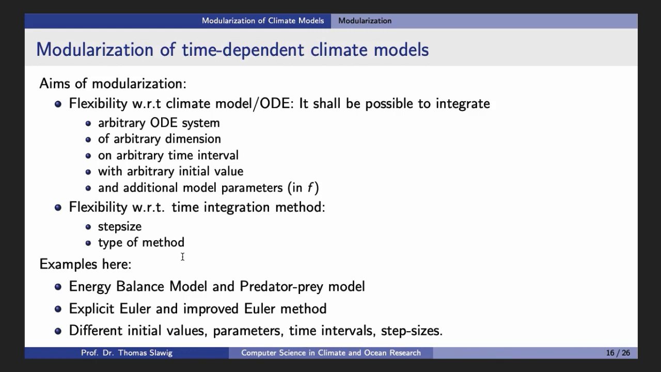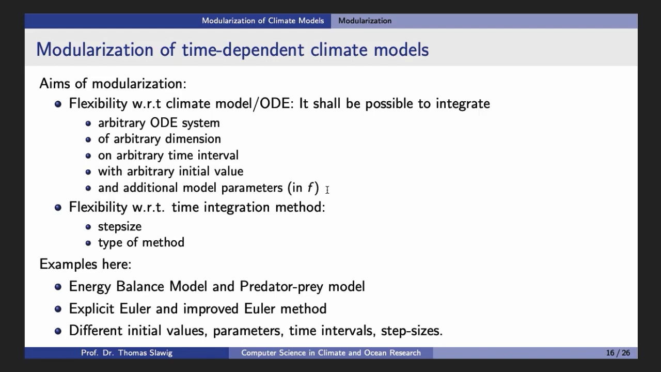The aim of the modularization is flexibility. One point, flexibility with respect to the climate model, or here the ODE. It shall be possible to integrate an arbitrary ODE system of arbitrary dimension. We already had two examples. The energy balance model is just one-dimensional. The predator-prey is two-dimensional. Moreover, the time interval and the initial values should be arbitrary.